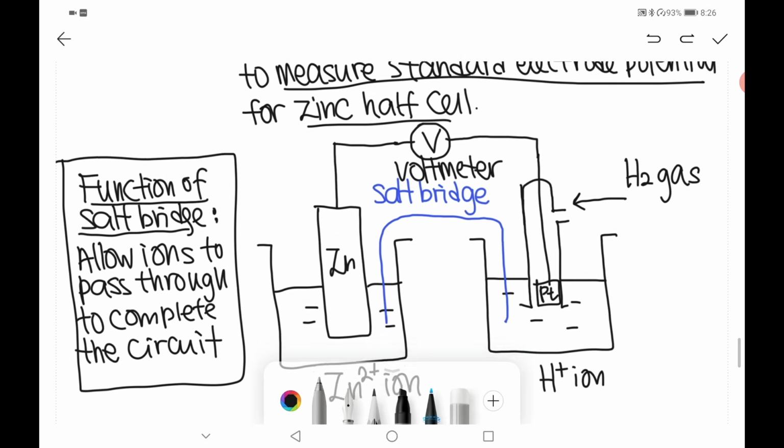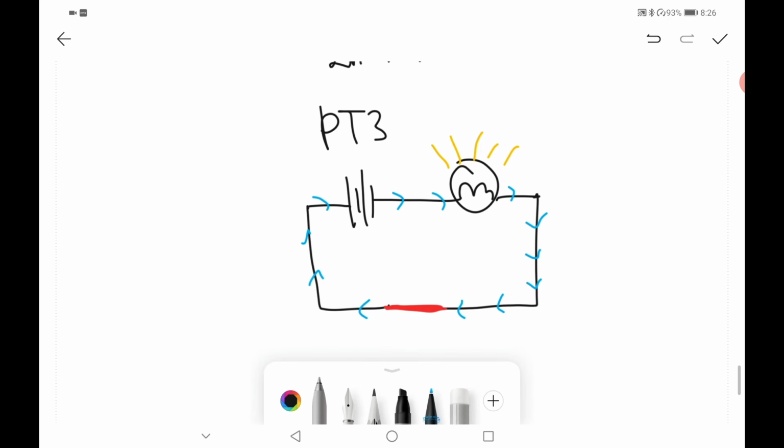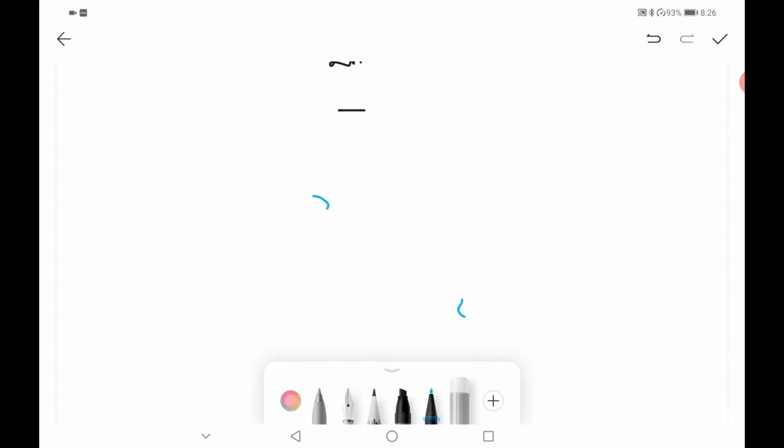And you must put a salt bridge, because without the salt bridge, it's just like your electric circuit without a switch. If you don't have the salt bridge, you don't have the switch, and there is an empty gap. Through this empty gap, electric cannot pass through. So make sure you must have a salt bridge. This is very important.